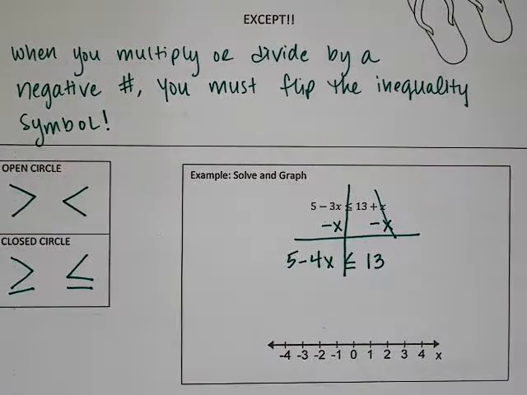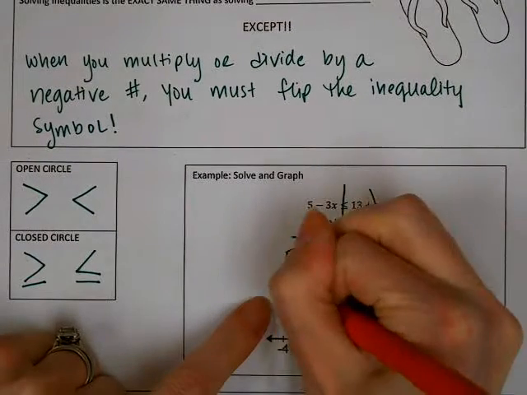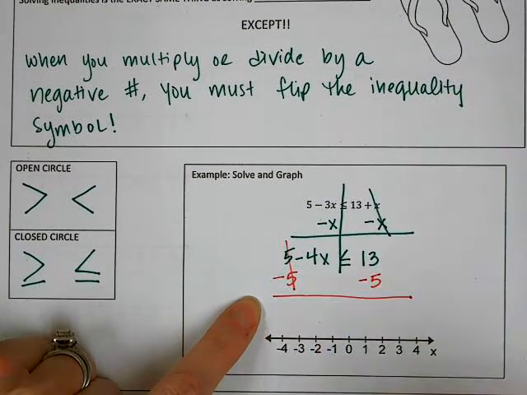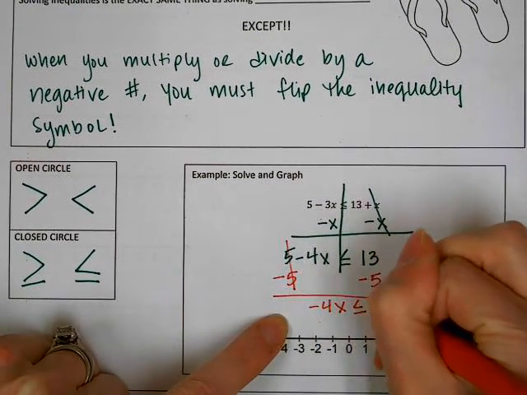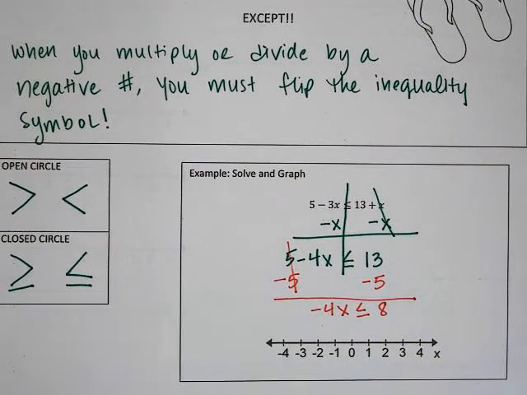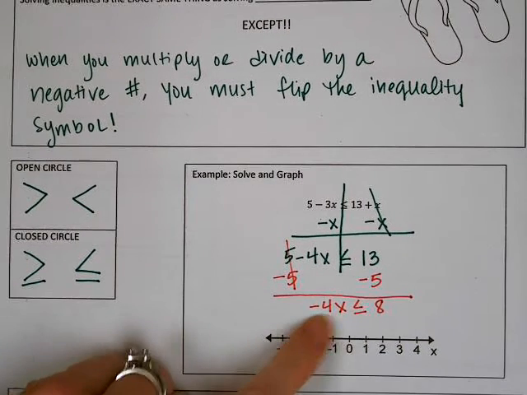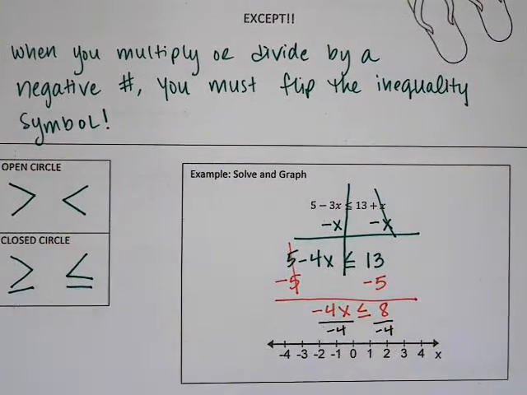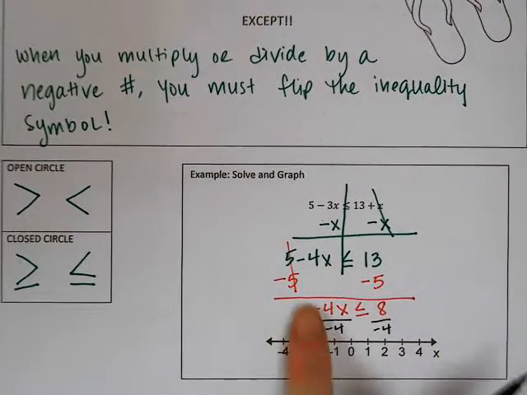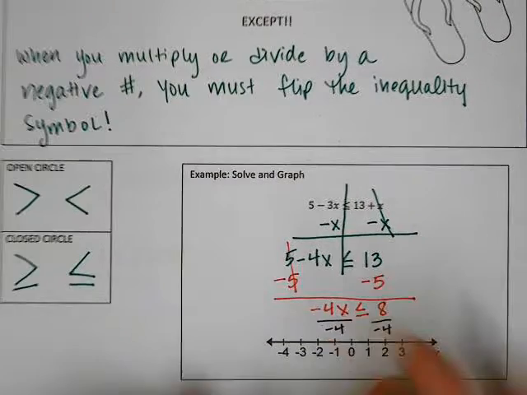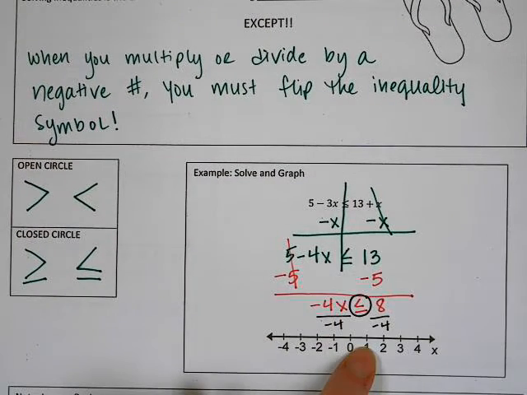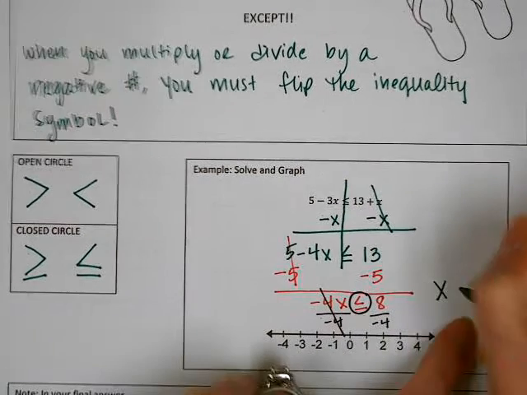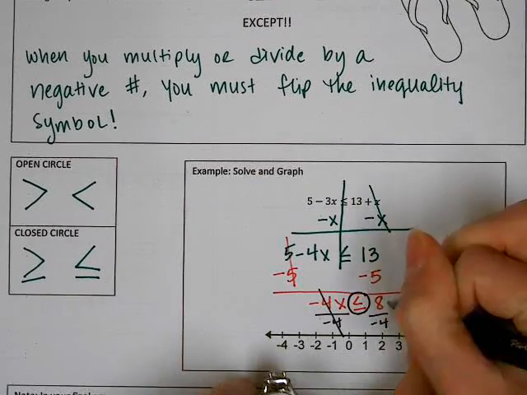And then if the x's came to the left, then we need to subtract the 5 to the right. Okay, so those cancel. And now we have negative 4x is less than or equal to 8. And then to undo negative 4 times x, we divide both sides by negative 4. Okay, but here you go. If you multiply or divide by a negative number, you need to flip the symbol. Okay, so the final answer, these cancel. You get x is, you're going to flip it, greater than or equal to, and then this becomes negative 2.